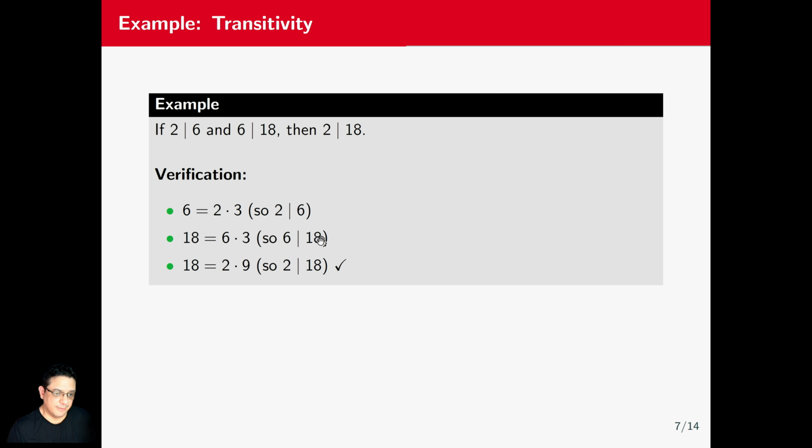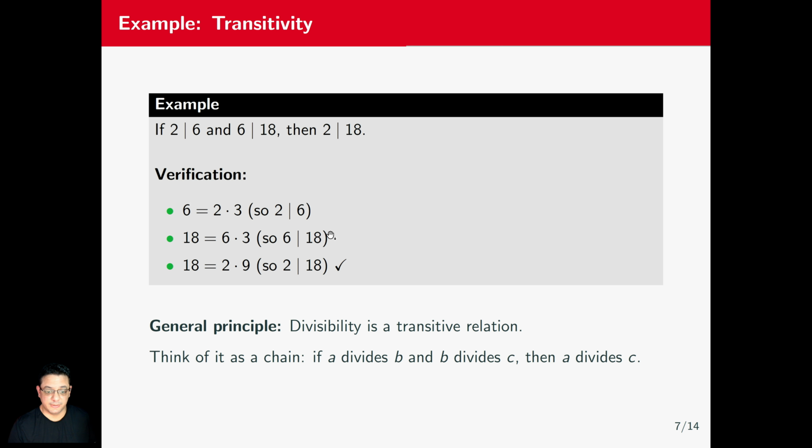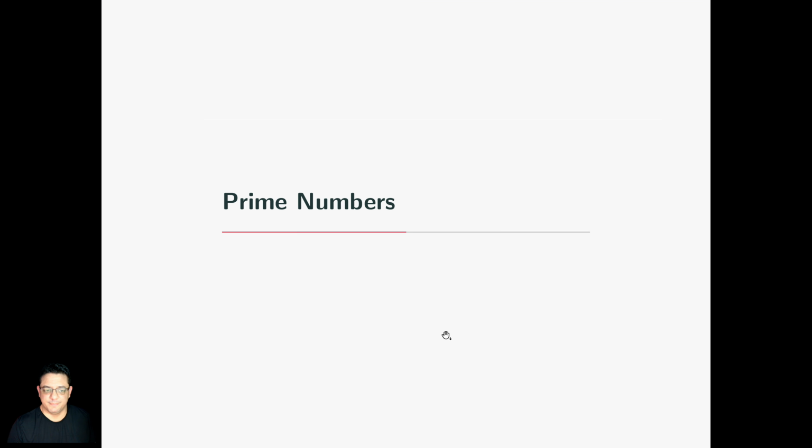So 6 is dividing 18. And we can also see that 18 is divisible by 2 because you can see 18 as 2 times 9. So that's going to mean, yeah, 2 divides 18. So we verify that it works. Of course, this is an example, not a proof. We do need the proof in general for different things. This is just validation with one example. Now, the general principle is that divisibility here is going to be a transitive relationship, like a chain. So if a divides b and b divides c, then a is going to divide c.